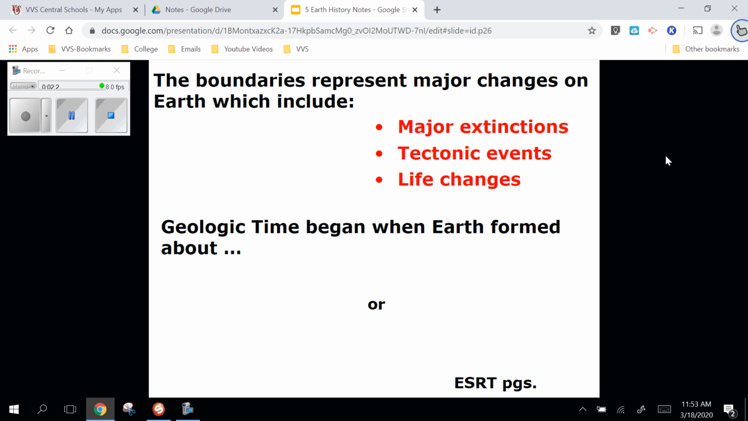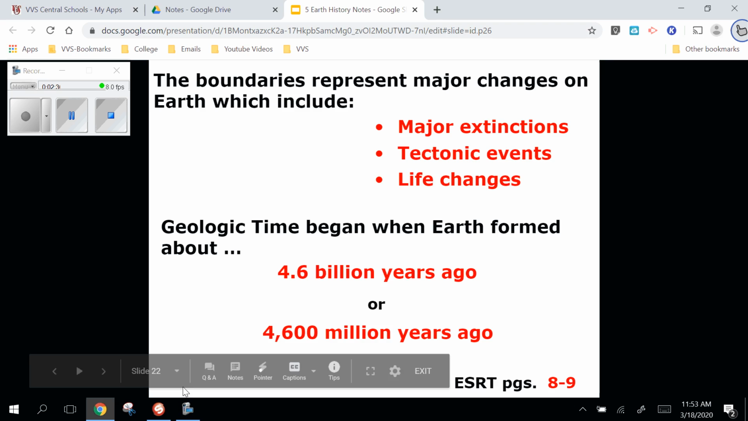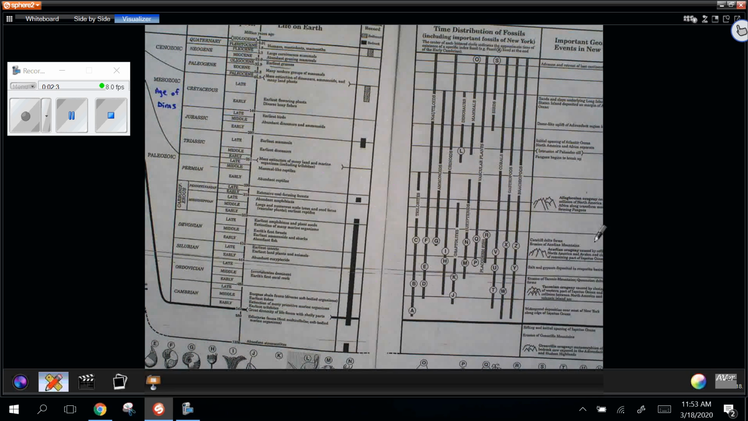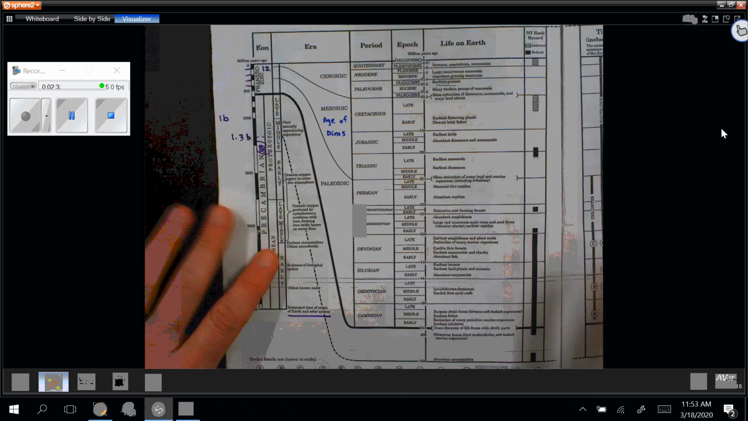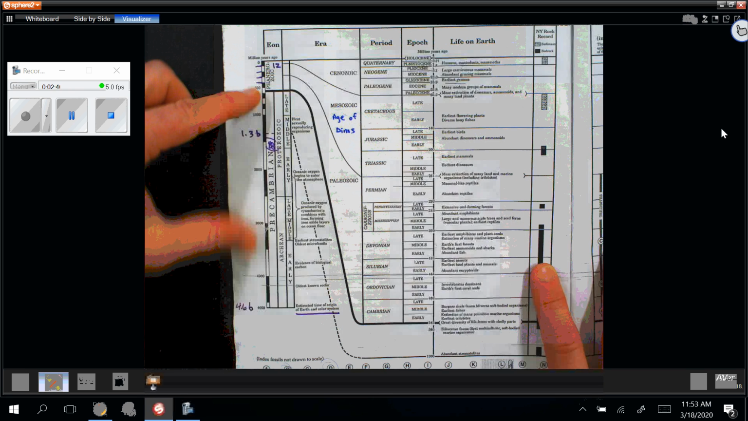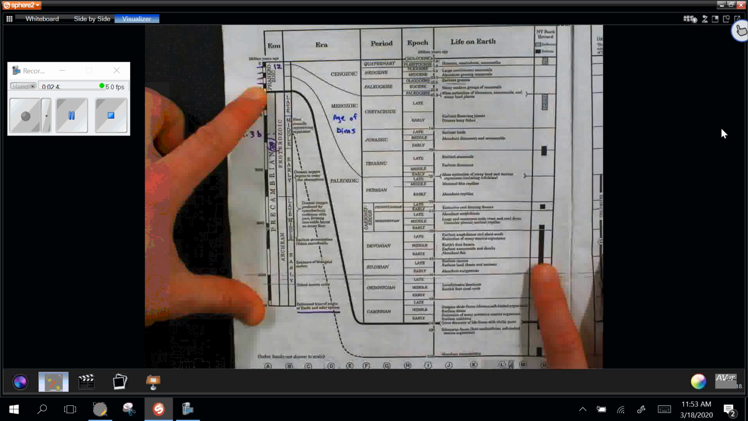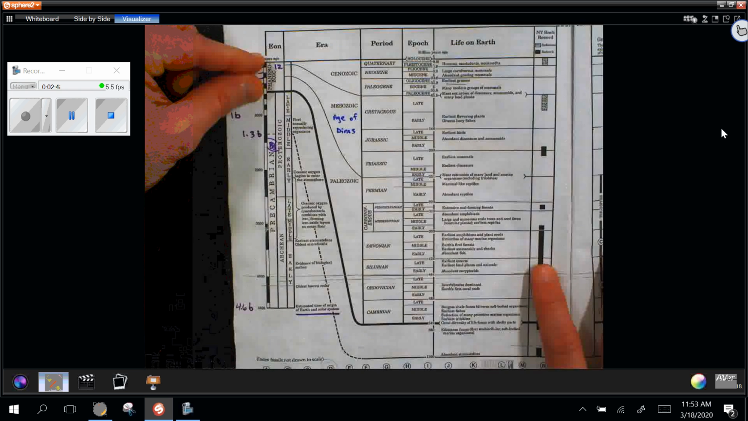Our time scale begins 4.6 billion years ago, or 4,600 million years ago, and that's pages 8 and 9 in the reference table. I'm going to show you real quick what those are. So here are our time frames: eon, era, period, epoch. There are 2 major eons: Precambrian, the first 4 billion years of history that we don't know much about, and here's the Phanerozoic, the last 12%, the last 540 million years, that we have a lot of information about.